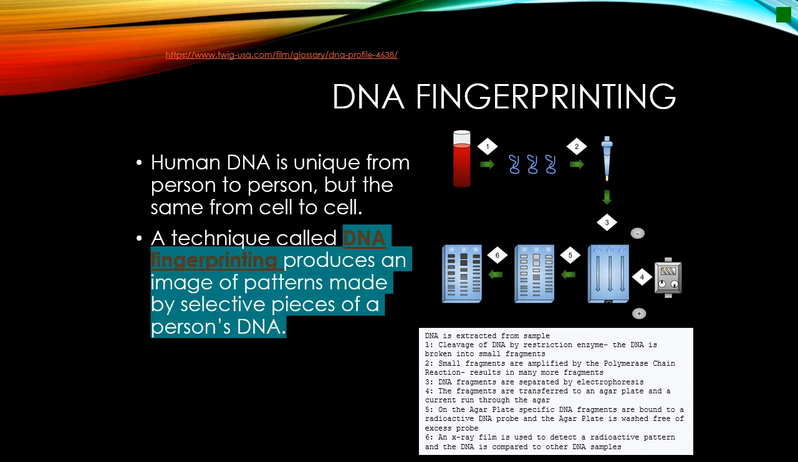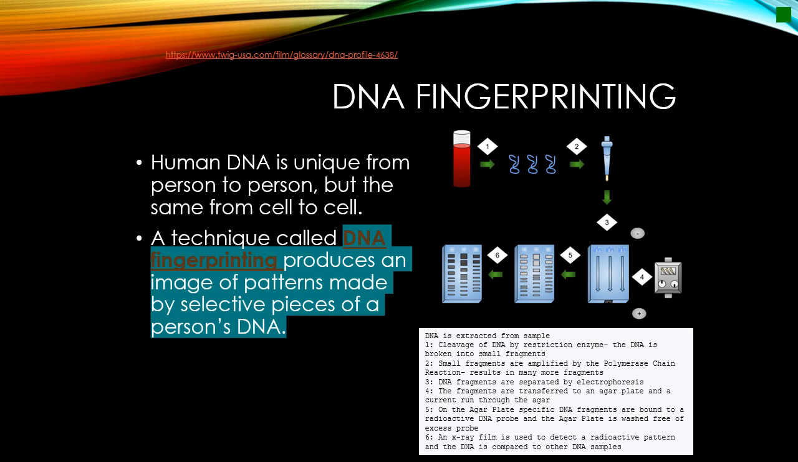A technique called DNA fingerprinting produces an image of patterns made by cutting up your DNA and making a whole bunch of copies, cutting them all into different sizes, and then those sizes are run through a machine that spreads them out according to their size. Then a picture can be taken of that, and that picture is unique to you and can be compared against DNA samples that they may have retrieved elsewhere, possibly at a crime scene, to see whether you were the one that did it.